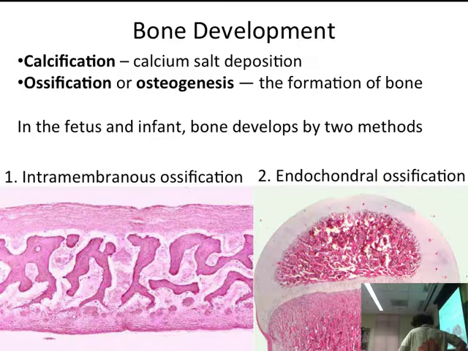So here is a definition, a distinction that I'm going to make for you. There's the distinction between calcification and ossification. Ossification, or osteogenesis, is the formation of bone tissue. Calcification is simply the deposit of calcium into some sort of tissue.